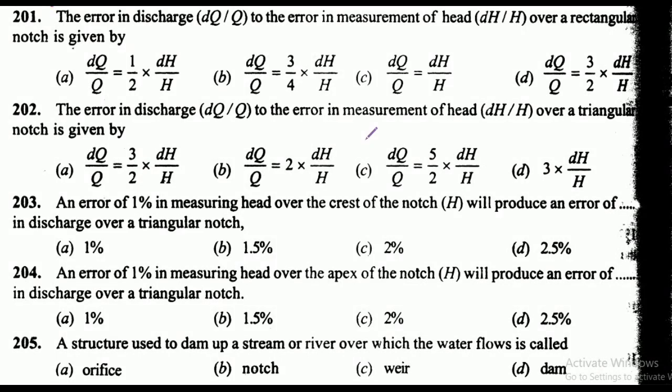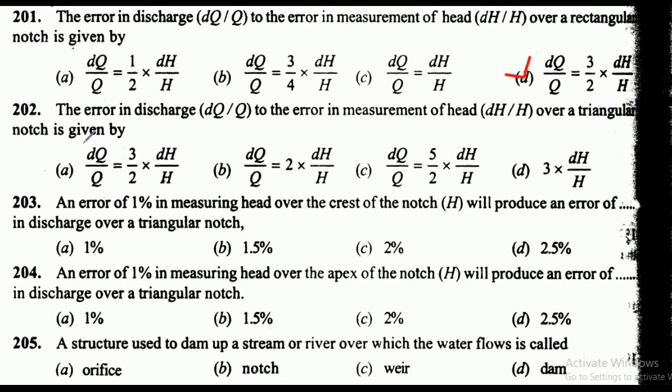Friends, this is question number 201. The error in discharge dQ upon Q to the error in measurement of head dH upon H over a rectangular notch is given by. Here friends, these are the options, and here the correct answer is option D, that is dQ upon Q is equal to 3 upon 2 into dH upon H.